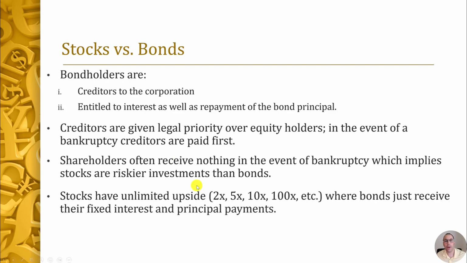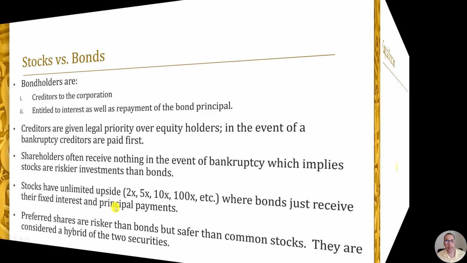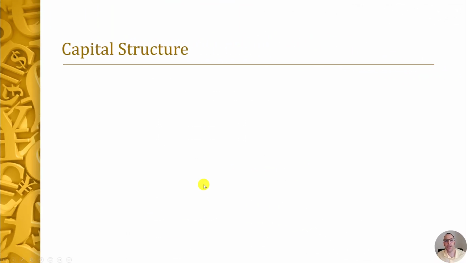But the reason people invest in stocks is there's unlimited upside. A stock can 2x, 5x, 10x, 100x, where bonds just receive their fixed interest and principal payments. The nice thing about preferred stock is they share some of the characteristics of common stock and bonds. So they're riskier than bonds, but safer than common stock. I think if we look at the capital structure, it'll make more sense visually.